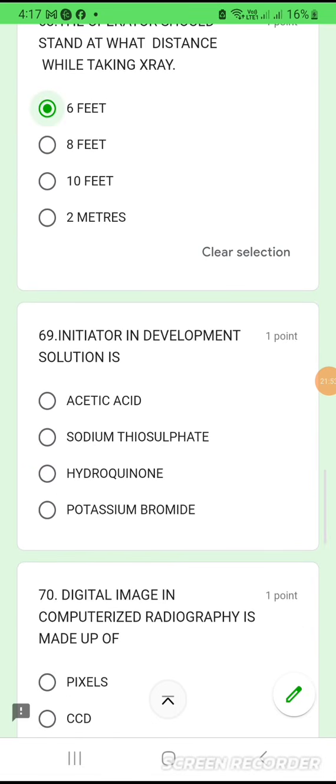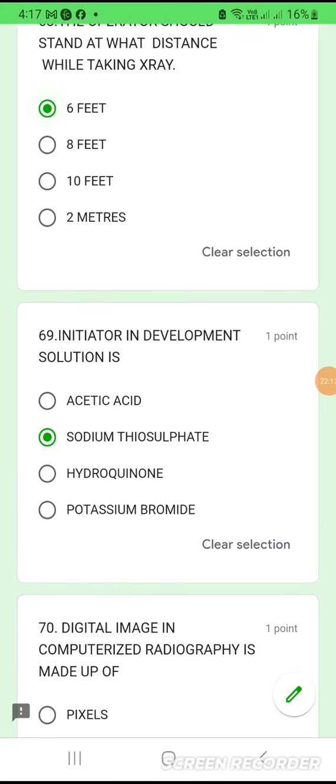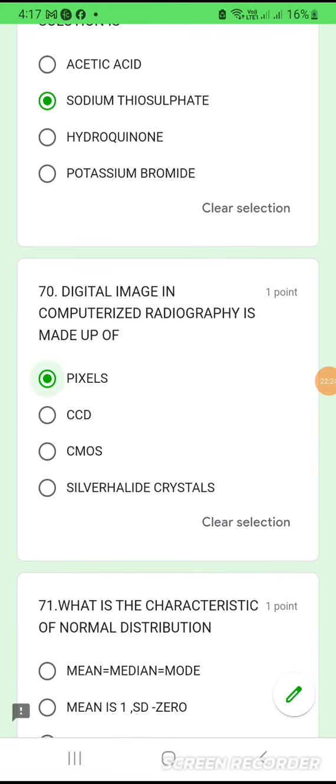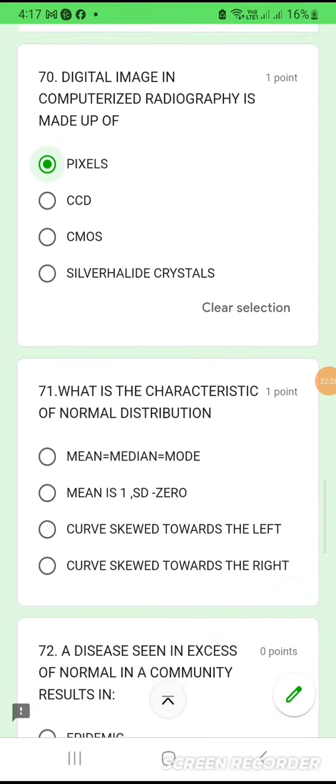Okay, 6 feet. Initiator in development solution will be. So in case of an X-ray developing solution, which is the initiator? Acetic acid, sodium thiosulfate, hydroquinone, or potassium bromide. Initiator, sodium thiosulfate. Okay. Now 70. Digital image in computerized radiography is made up of. Digital image in computerized tomography is made up of pixels. Okay, not CCD, not CMOS, not silver halide crystals.